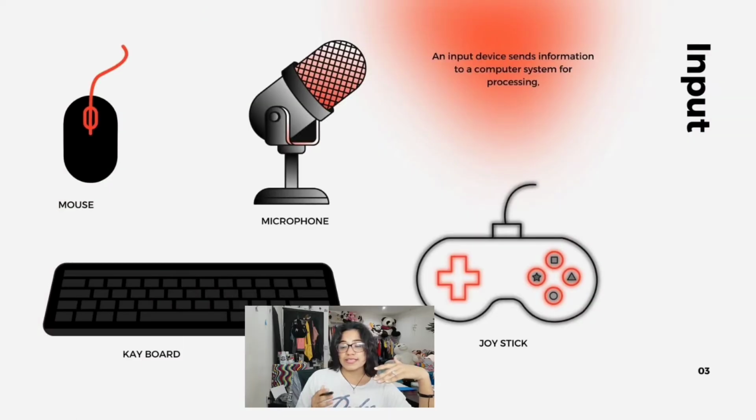An input device sends information to a computer system for processing. Also, an input device can send data to another device, but it cannot receive data from another device. For example, we have the mouse, microphone, keyboard, and joystick.